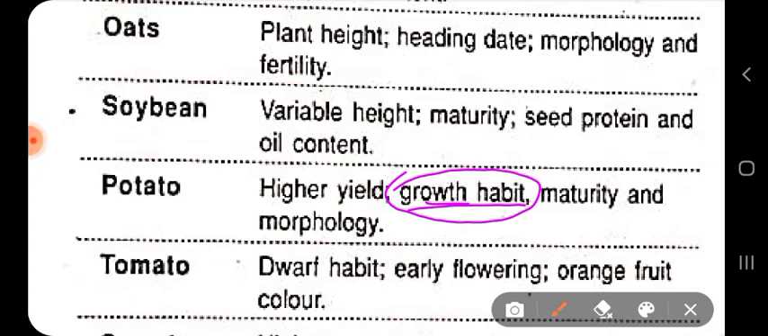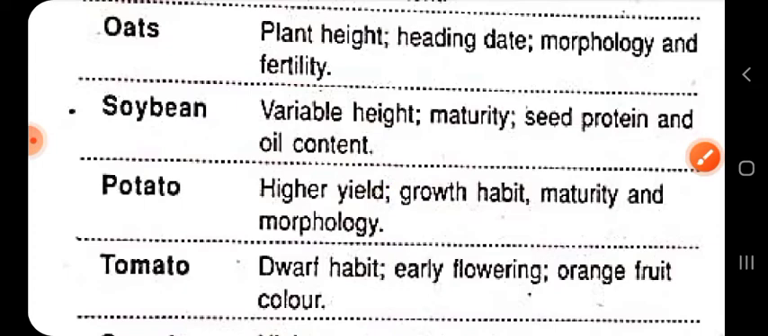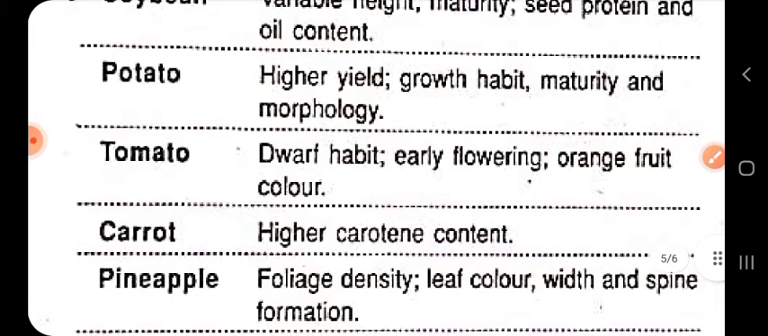grown in certain seasons. We store them in cold storage, but nowadays through somaclonal variation we can make this potato plant grow throughout the year. Okay, their maturity is getting much shorter, within a shorter period of time they become mature by variation in their chromosomes. Tomato, dwarf habit, early flowering, orange fruit color.